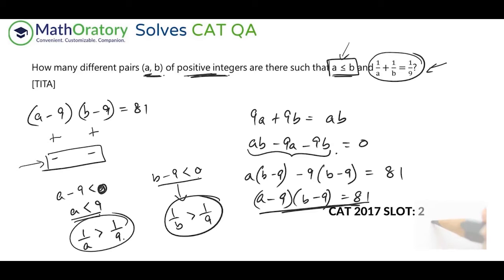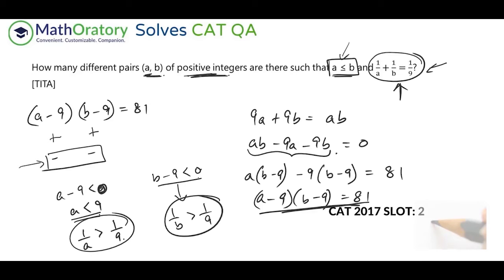Now understand this. This was a transposed problem, not the original problem. The original problem was this. Check this out. If 1 by a is greater than 1 by 9 and 1 by b is greater than 1 by 9, how do we have two numbers which are greater than 1 by 9 and then add them up to get 1 by 9?